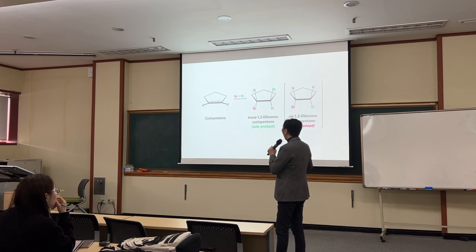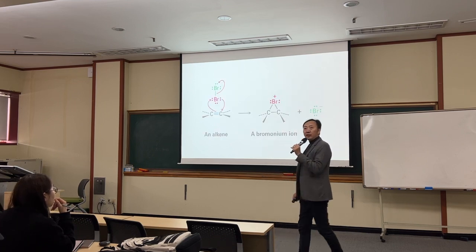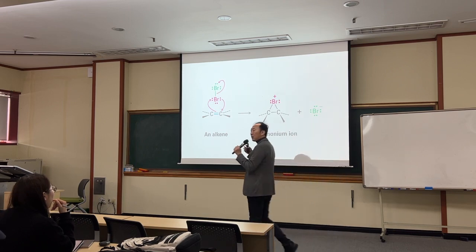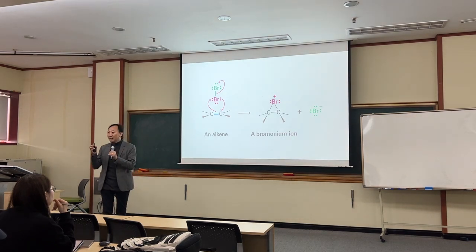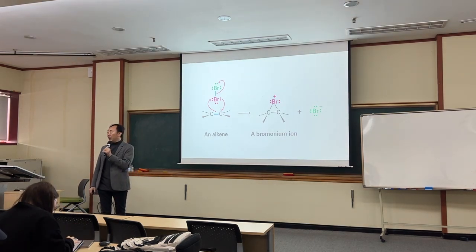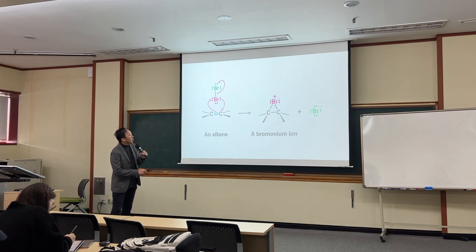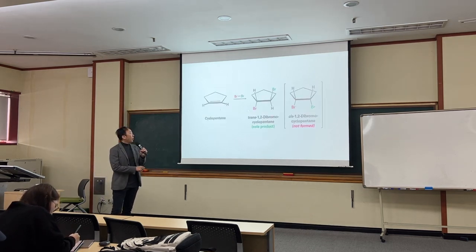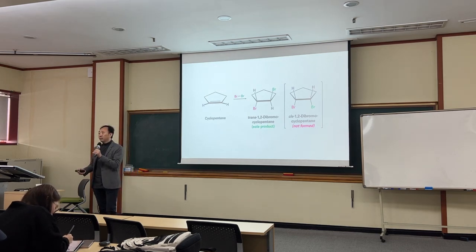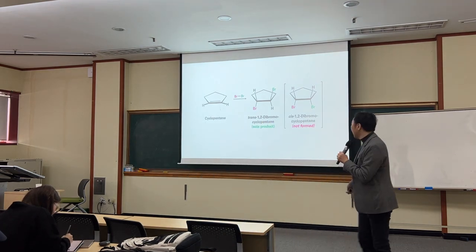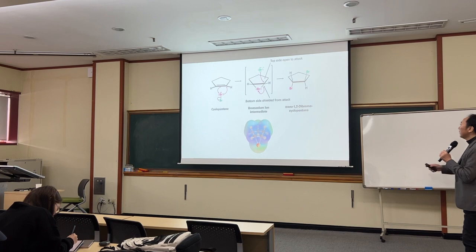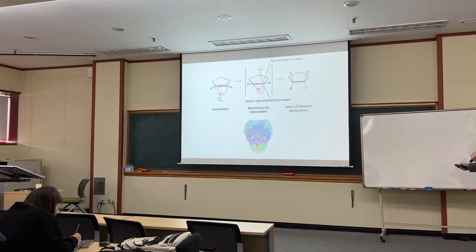But this is not formed, and only this is formed. That's why it can be postulated, it can be imagined, that maybe this kind of bridge-like intermediate is formed, and then Br minus comes back from behind and pushes this out. That's why only this trans product is formed. That's a reasonable guess, a reasonable imagination. It has not been proved for a long time, but the explanation is formation of this cyclic bromonium intermediate and then attack from behind.